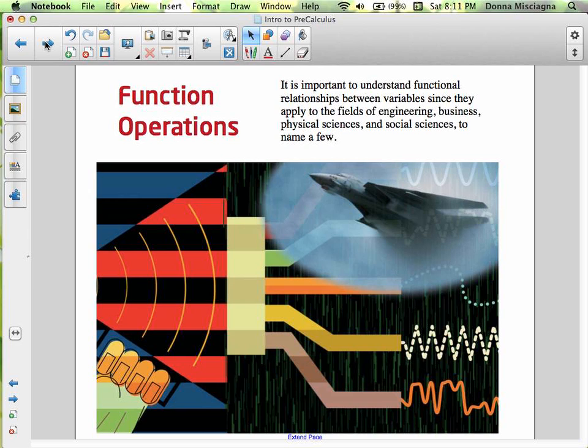Function operations. It's important to understand functional relationships between variables, since they apply to the fields of engineering, business, physical sciences, and social sciences, to name a few. We'll be combining functions. We'll be finding the inverses of functions. We'll be substituting a function for a variable. You've substituted a number for a variable in Algebra 1. Now, in pre-calculus, we're going to substitute a whole function for a variable.